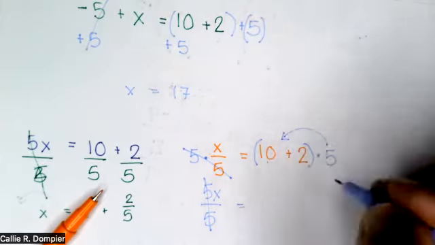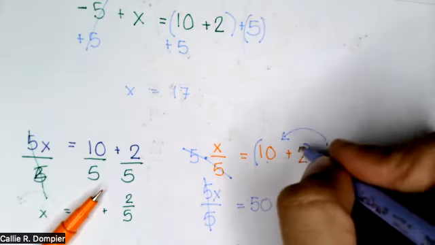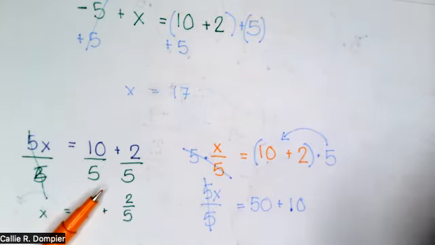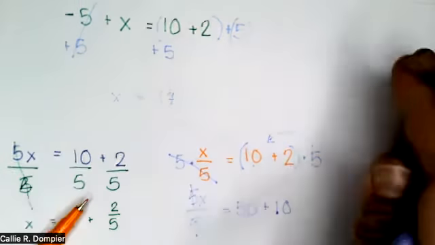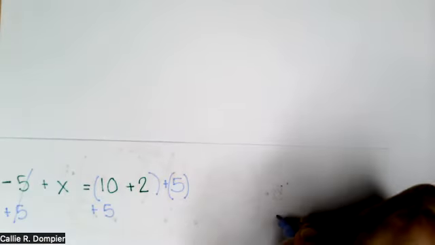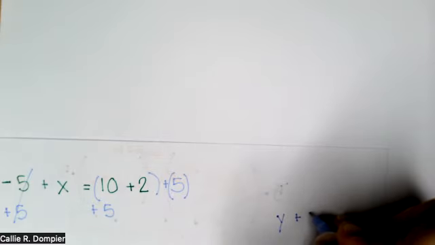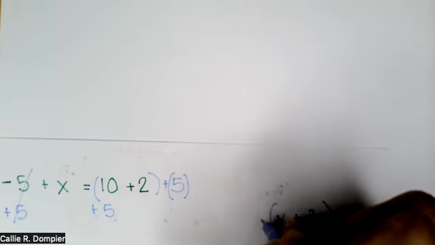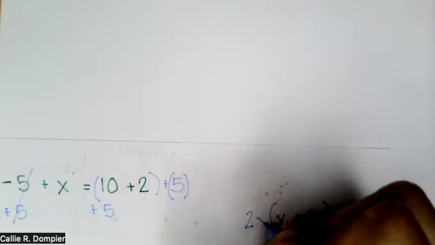The 5 times the 10 is 50. The 5 times the 2 is 10. I was going to write 10, but I got nervous. Good. So that's the distributive property. It's just y plus 3x, and I need to multiply them both by 2x.